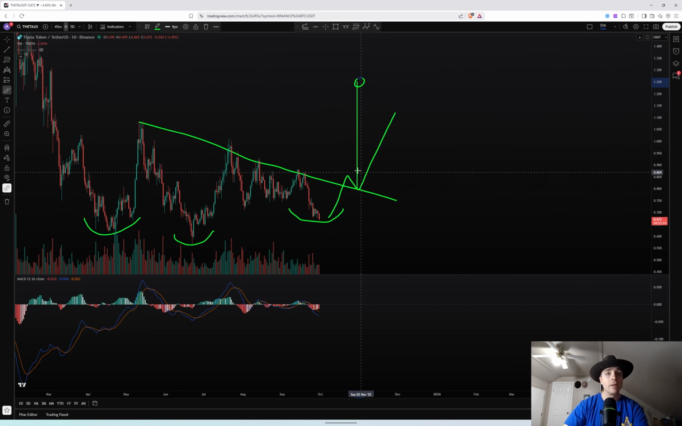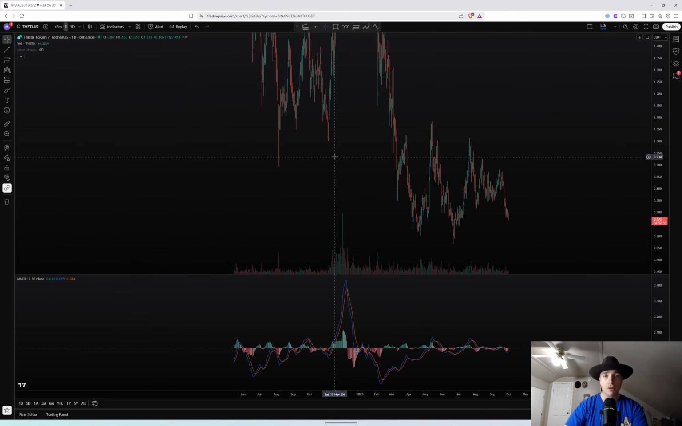It doesn't confirm until you actually break out, but once you do break above that level, a little over 80% of the time, you will hit at least the minimum target based on this trading pattern. Now, the minimum target in the short term based on this inverse head and shoulders would be $1.25, which should be the start of a bigger picture reversal.